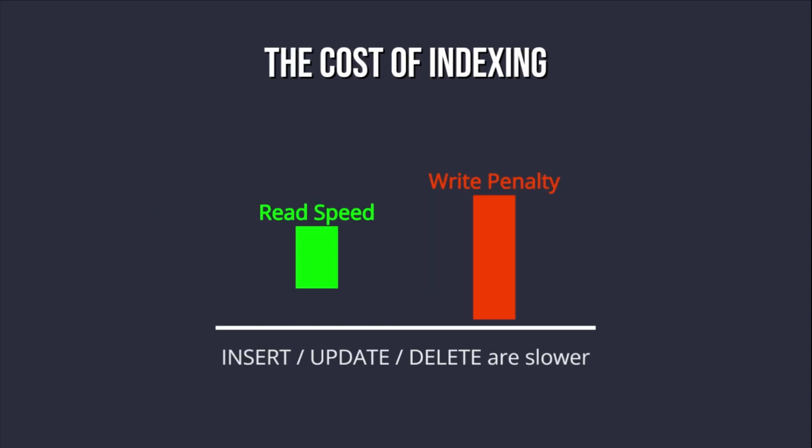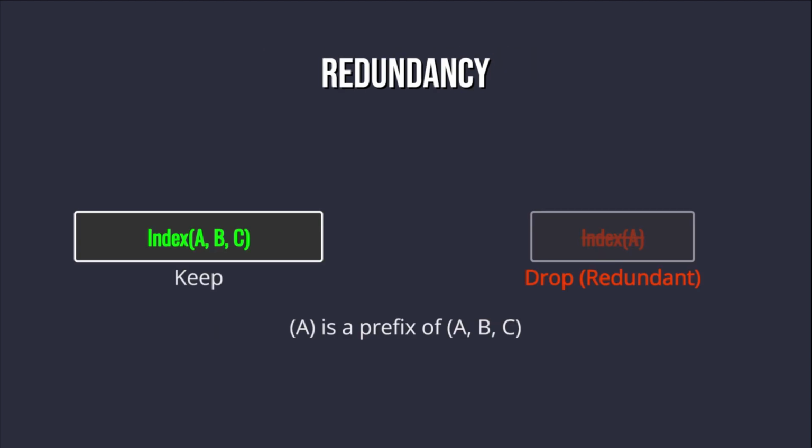Every composite index imposes a write penalty. Insert, update, and delete operations must update the B-tree structure, increasing transaction latency. Therefore, only create indexes that address specific performance-critical queries. Furthermore, a composite index often makes single-column indexes redundant due to the leftmost prefix rule.